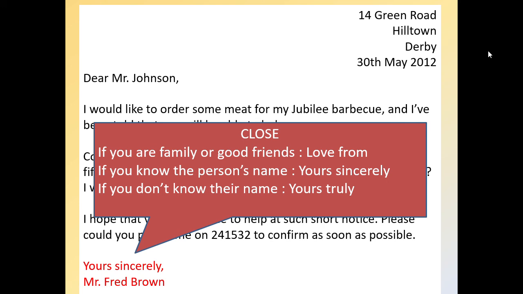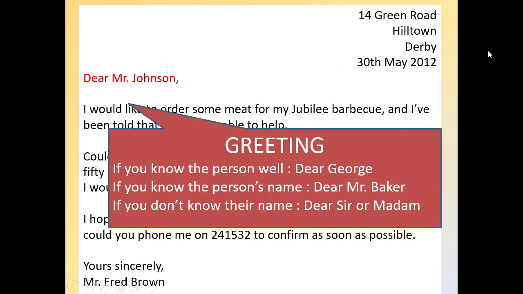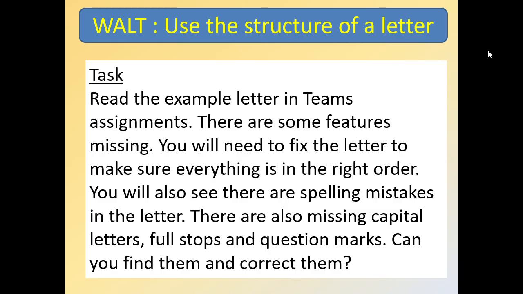Let's recap. You need the address, the date, a greeting, so dear whoever, your content, and then you need a close, so the end. And your task today is read the example letters in the team's assignments. There are some features missing. You will need to fix the letter to make sure everything is in the right order. So you can drag and drop the text boxes, or you can print it off and cut them out and glue them in the correct order, or you can write it out in the right order in your jotter.